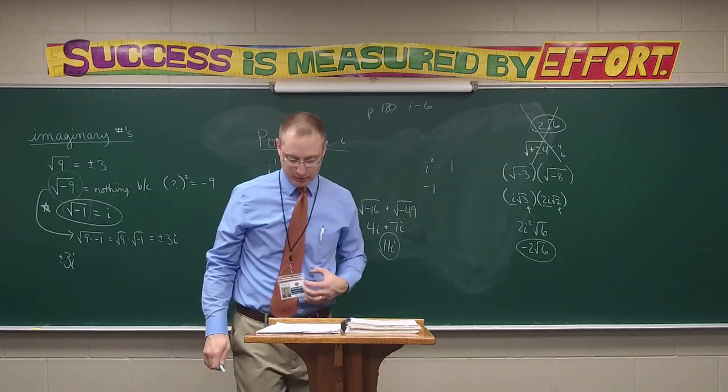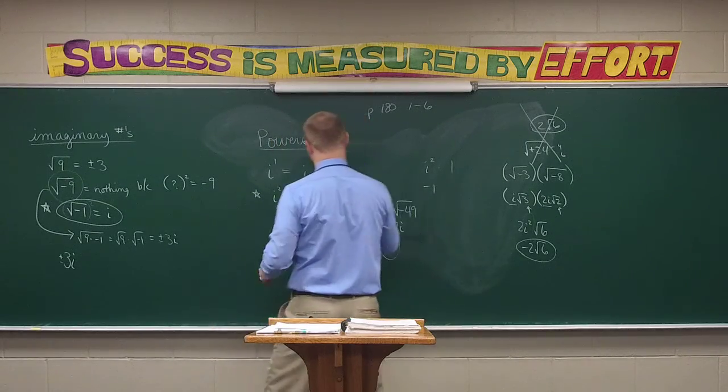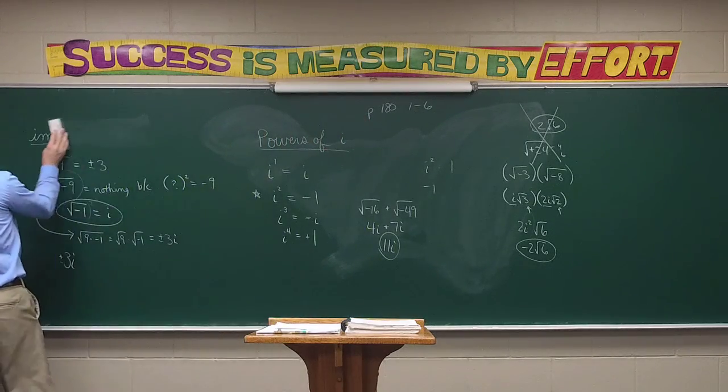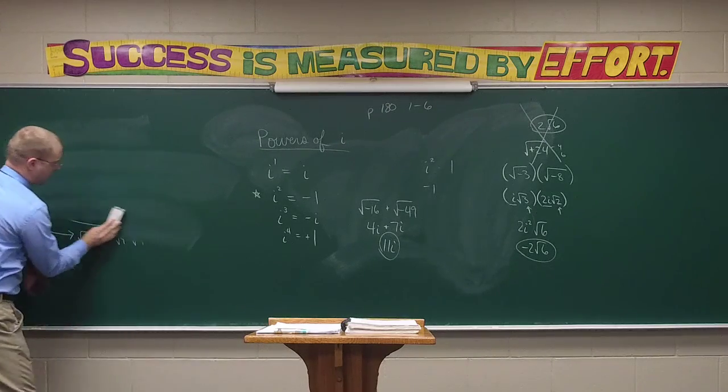We're going to do 7 through 12 now. 7 through 12. Anytime you see the square root of a negative.